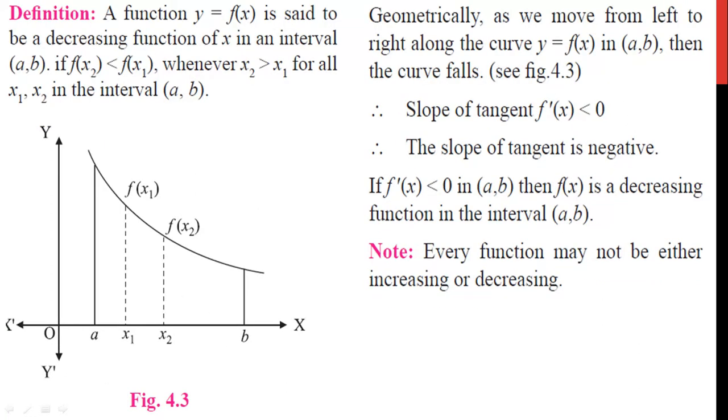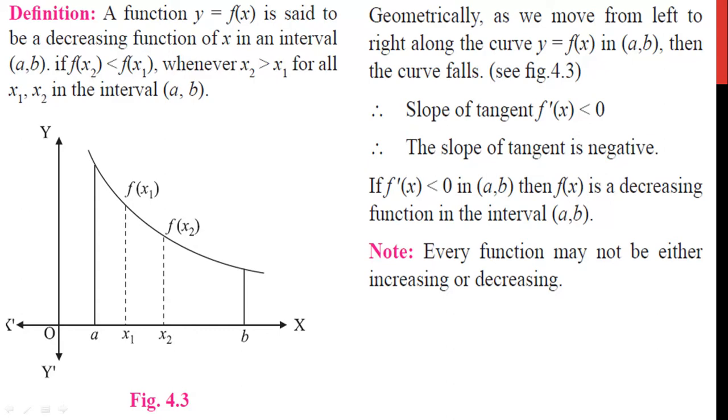Now we will discuss the same about the decreasing function. See, this graph shows the decreasing curve. See here, from a to b the curve decreases. So how will you write the definition? A function y is equal to f of x is said to be a decreasing function of x in an interval a to b if f of x2 is less than f of x1 whenever x2 is greater than x1 for all x1, x2 in that given interval.